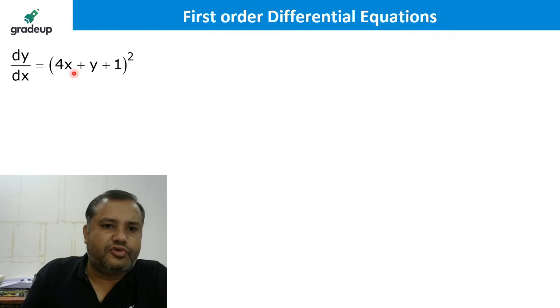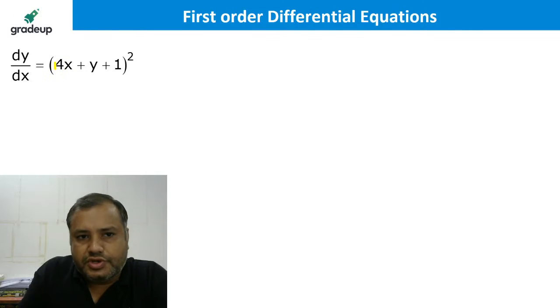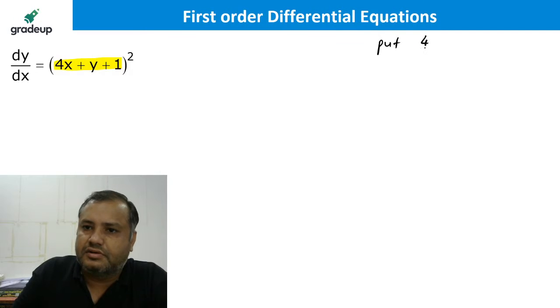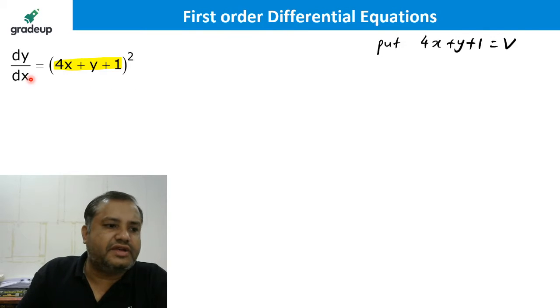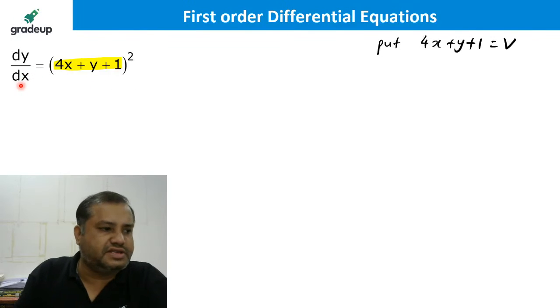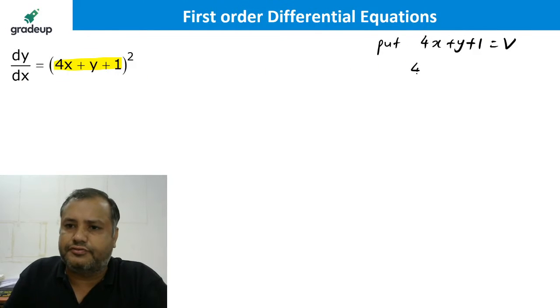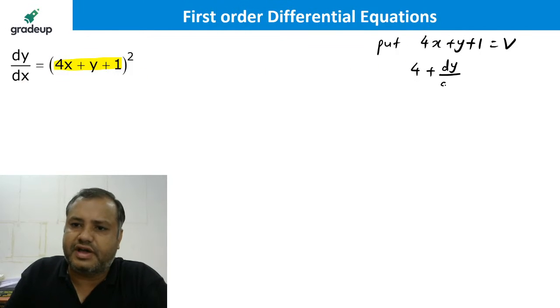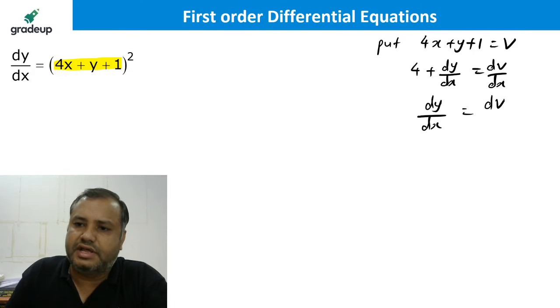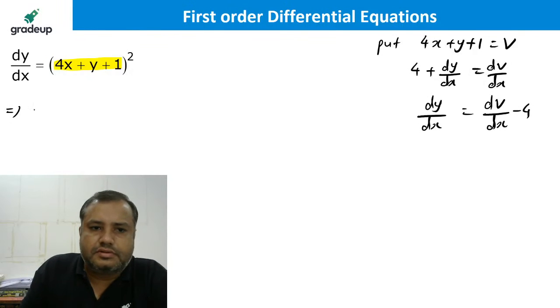In this question, 4x plus y plus 1 whole square. So you can substitute this bracket equal to v. Put 4x plus y plus 1 equal to v. Independent variable is x, so differentiate with respect to x. 4 plus dy by dx equal to dv by dx. So dy by dx will be dv by dx minus 4.